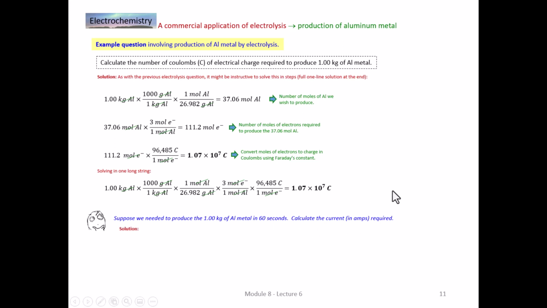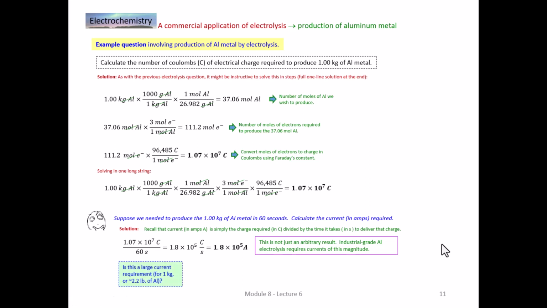Well, remember, current, amps, is simply the charge required divided by the time it takes to deliver that charge. It's coulombs divided by time in seconds. So I'm going to take the 1.07 times 10 to the 7th coulombs that are required, divide it by 60 seconds and get coulombs per second. And the answer here would be 1.8 times 10 to the 5th amps. Again, maybe that number doesn't mean anything to you. That's an incredibly high amperage, incredibly high current.